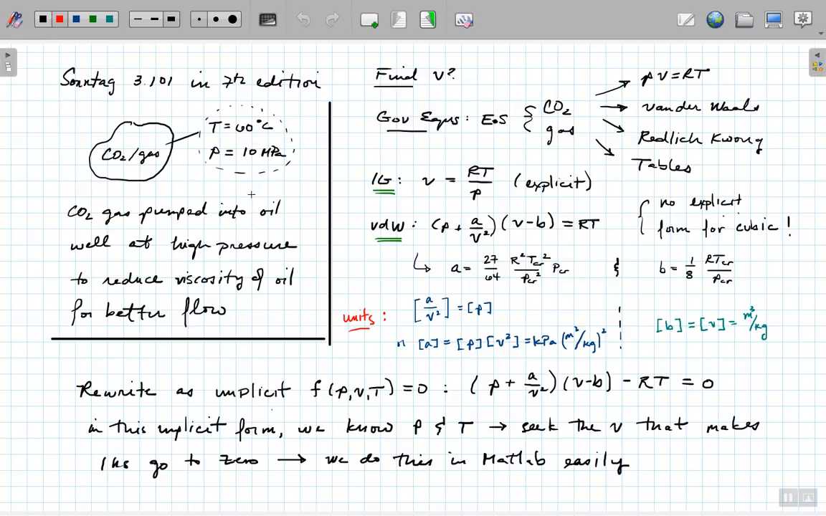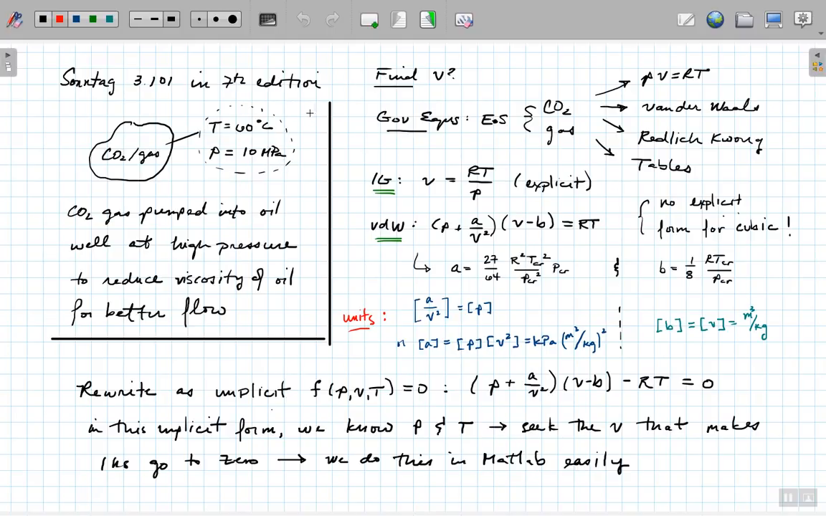But ostensibly, the reason we're looking at this is we're pumping this gas into a well in order to reduce the viscosity of the oil in that well. This is an example problem from Fundamentals of Thermodynamics by Sontag. In any case, we want to find V, and given two independent intensive thermodynamic properties, the others are determined.